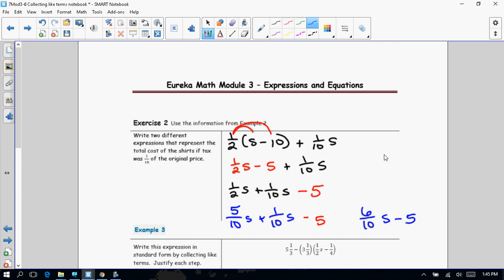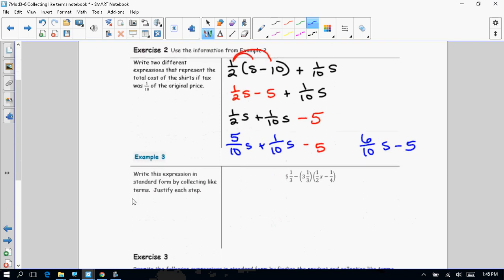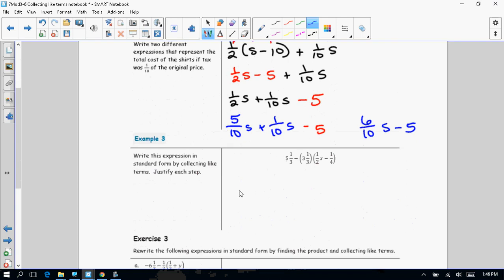All right, let's take a look at example 3. Right, we're going to rewrite this one. Oof, here we go. 5 1/3 minus 3 1/3 times 1/2 x minus 1/4. Ooh, wow. I don't know. Should we do this one? Let's give it a shot. Let's see where we go with this.